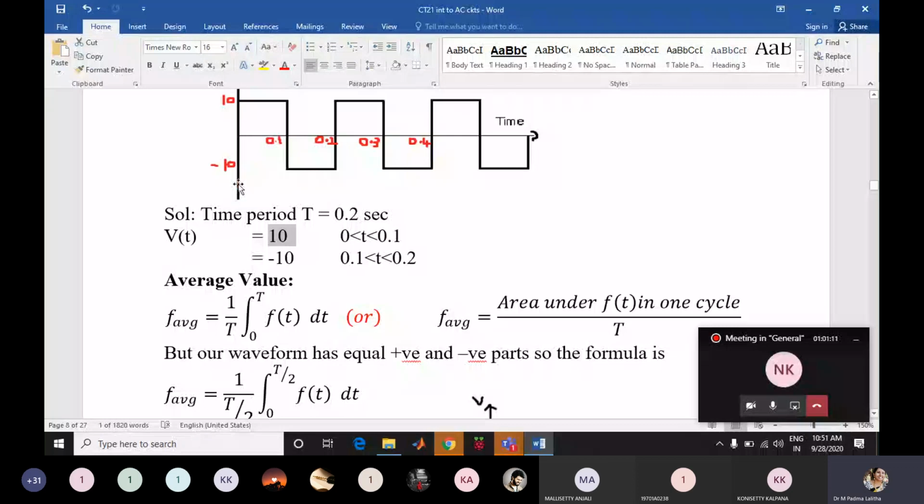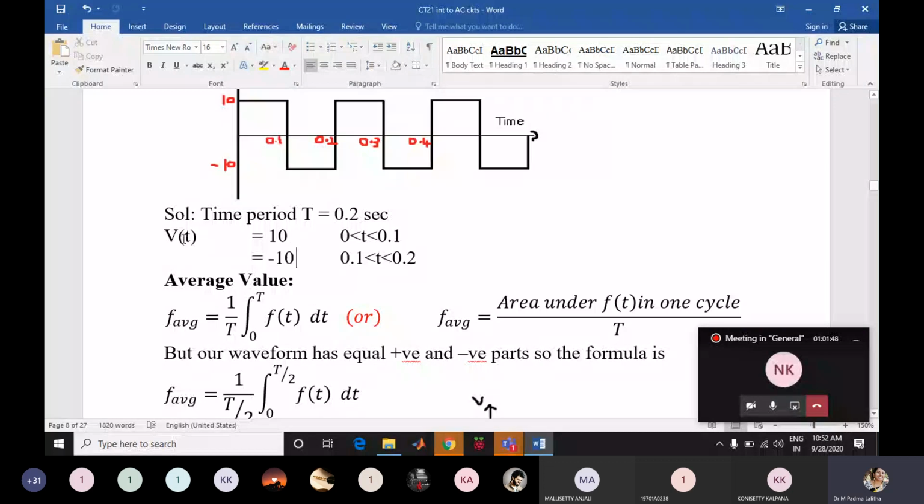So next, what is the second line? The second line is between 0.1 and 0.2. So that's why the time interval is 0.1 less than t less than 0.2. During this time, it is represented by this horizontal line. This is below the axis. And where is this? This is at minus 10. So simply v of t is equal to minus 10. Horizontal line means you don't get t in the expression. If they are inclined lines, then only you will get 10t, 20t, minus 4t like that.